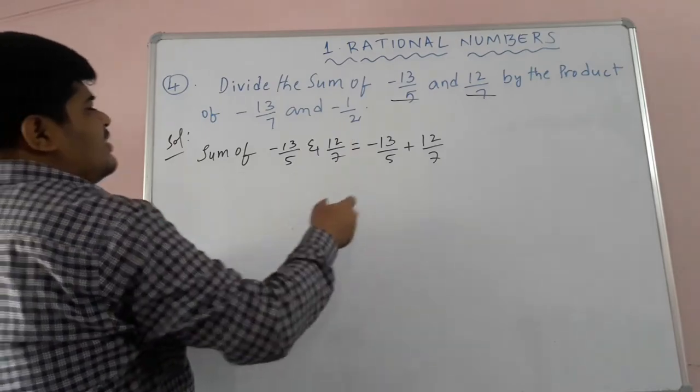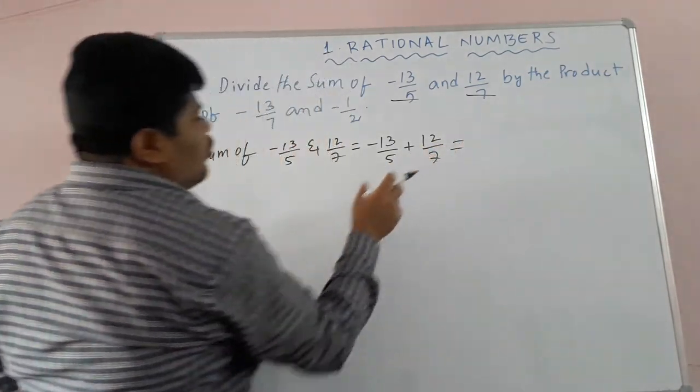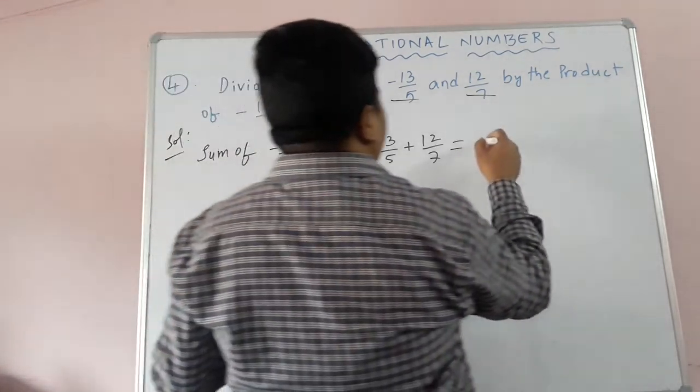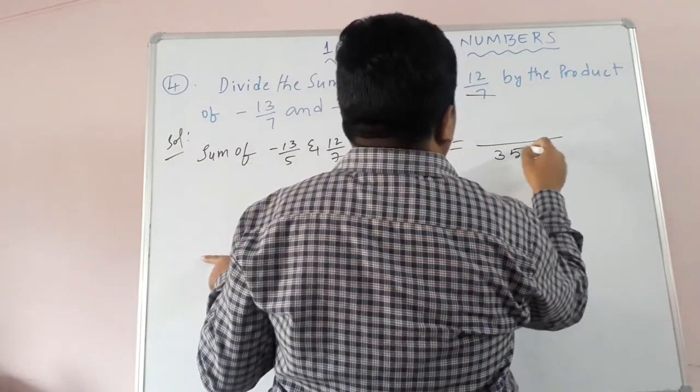Okay, children, first we will add these numbers, 5 and 7. Children, these are co-prime numbers. For co-prime numbers, the product is the LCM. So 5 7s are 35. So here we will get 35.